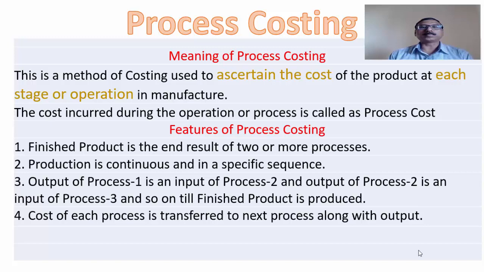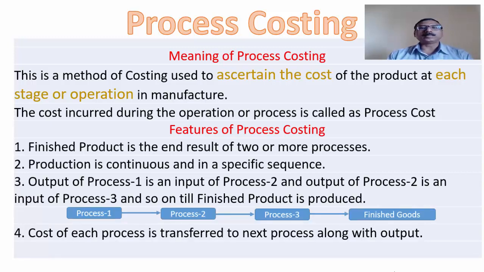So features of the process costing are: finished product is the end result of two or more processes. Production is continuous and in a specific sequence. Output of one process becomes the input of next process, and so on. Here we can see that the production starts with process 1. The output of process 1 is transferred to process 2. Output of process 2 is transferred to process 3. And finally we get a finished goods.